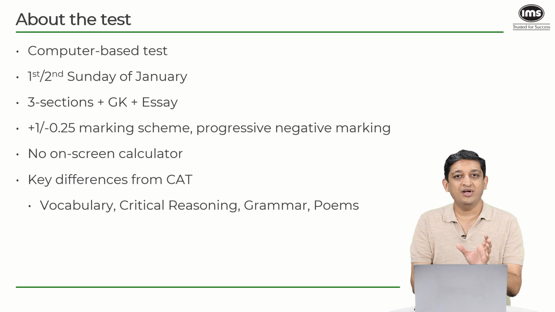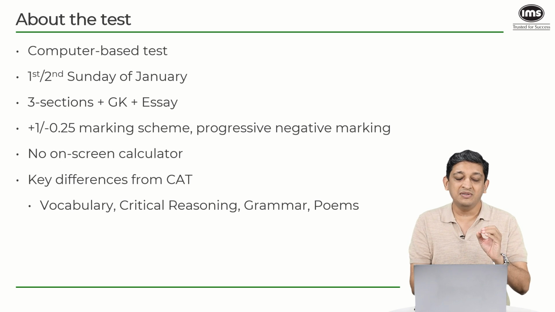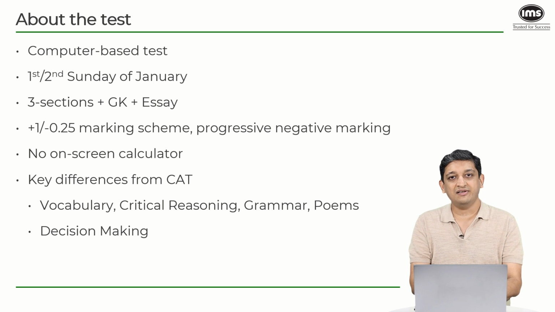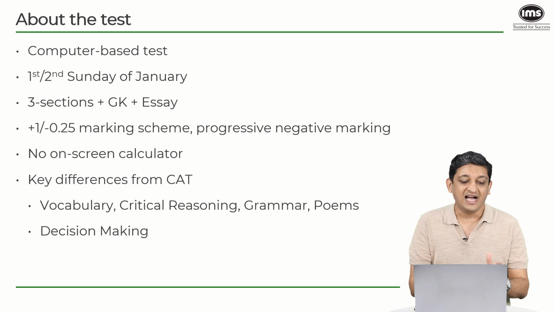So you might have a poem in the form of a reading comprehension passage, which will be followed by maybe 2 or 3 questions based on the interpretation that you can have from the poem. In terms of the decision-making section, this is basically what sets XAT apart from the CAT, because there is an entire section which you will not see at any other entrance test except the XAT.